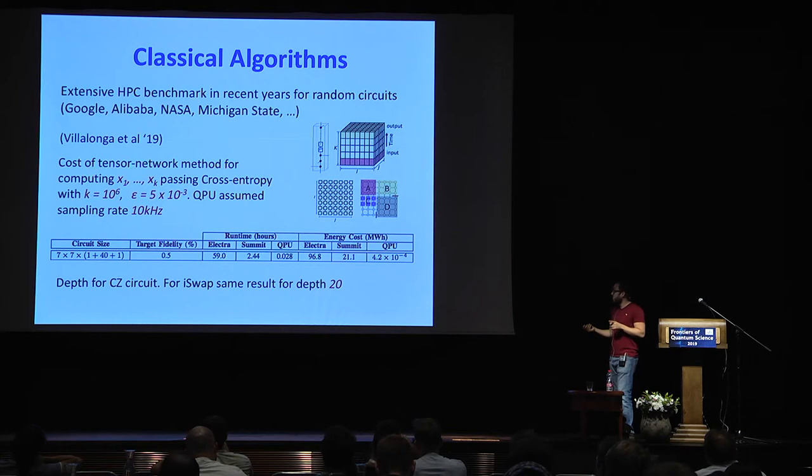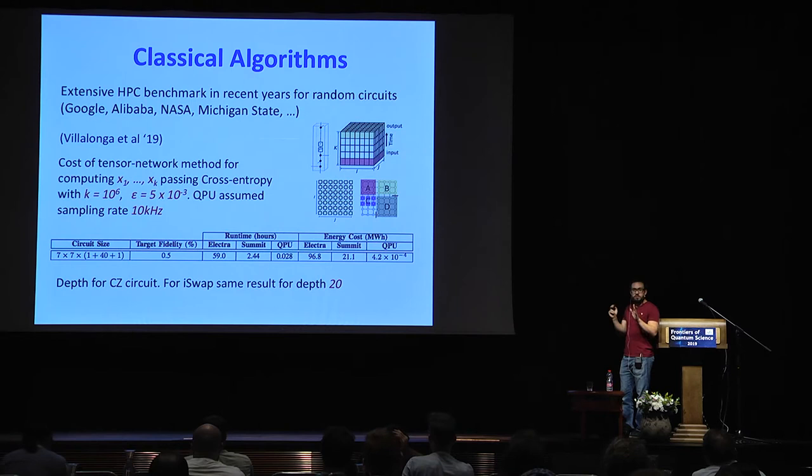Remember, people realized control Z gates are not the best gates because they don't generate as much entanglement as they could. If you put a more powerful gate like ISWAP, or just some generic two-qubit gates, you get the same result with depth 20. So maybe you should have 20 in mind here. That's just because that's what the paper did.